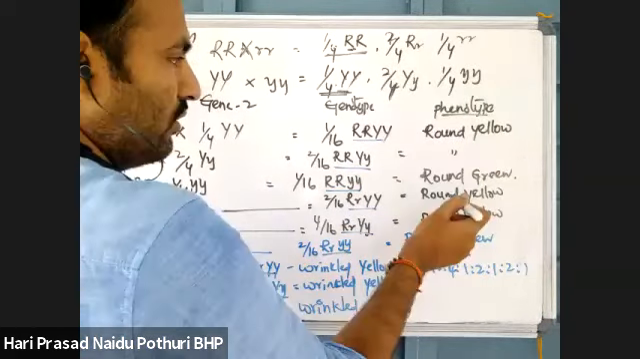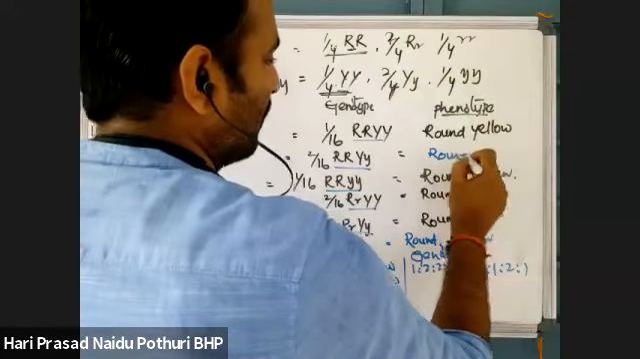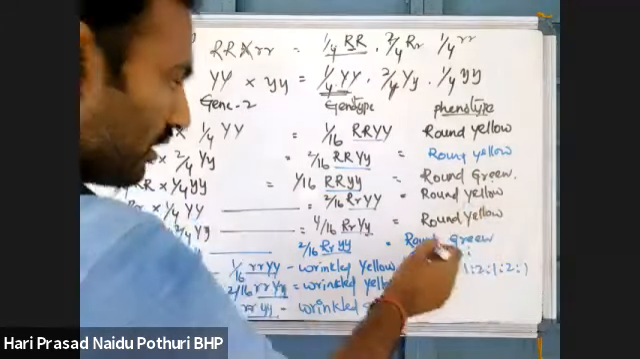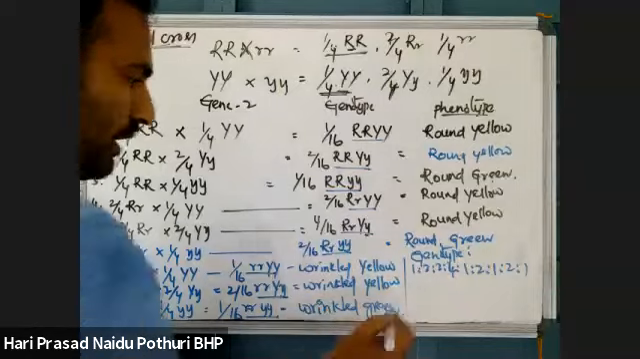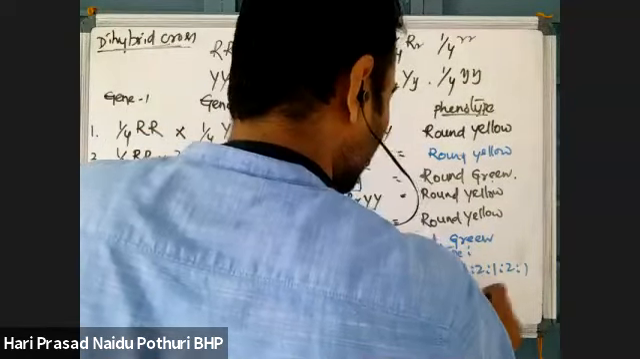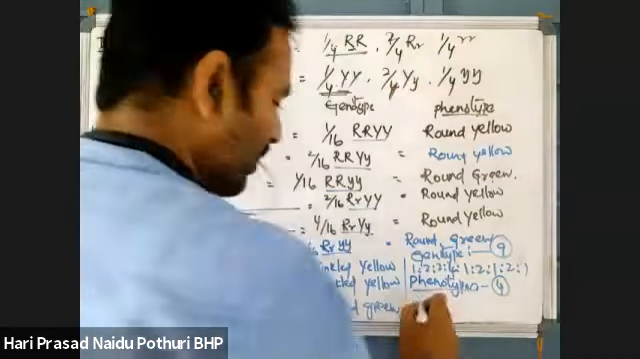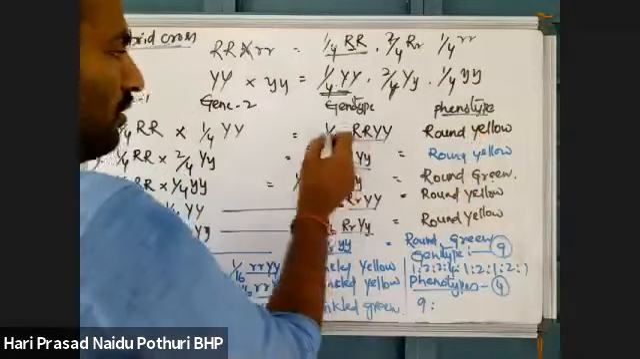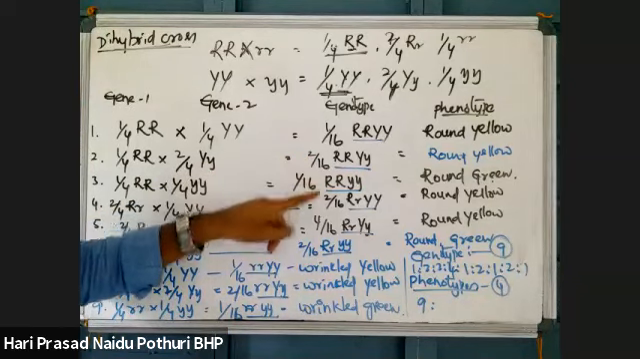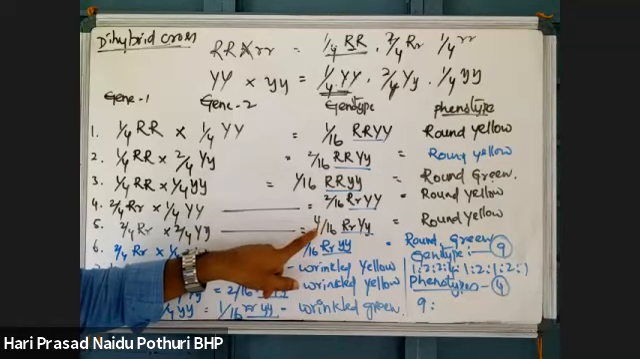Round yellow, round green, wrinkled yellow, wrinkled green. Phenotypes. How many genotypes? 9. How many phenotypes? 4. Ratio: round yellow, 1 by 16 plus 2 by 16, 3 by 16, plus 2 by 16, 5 by 16, plus 4 by 16, 9.